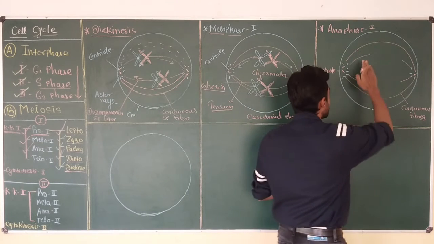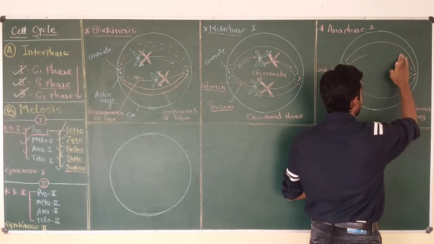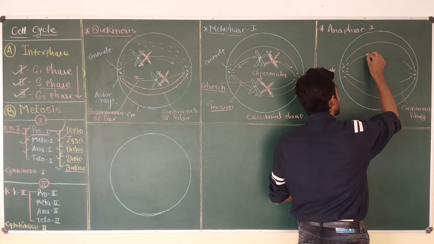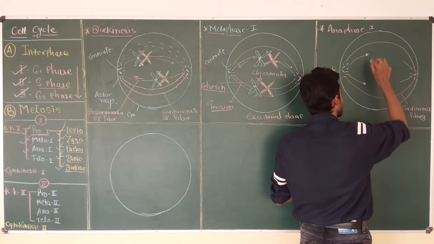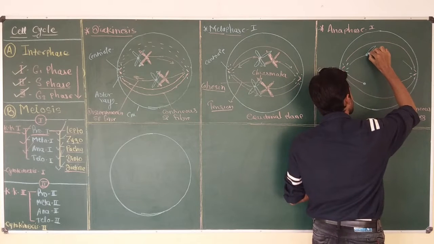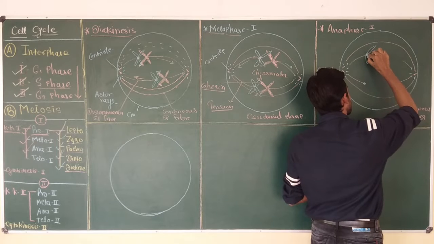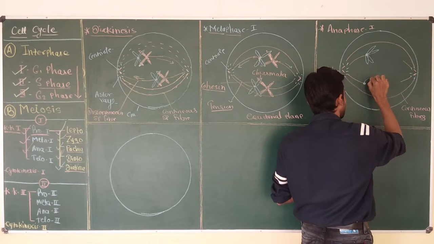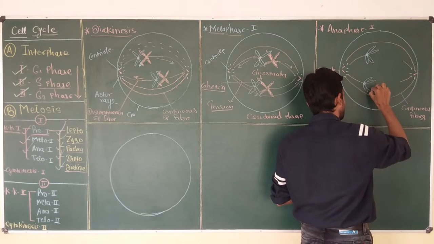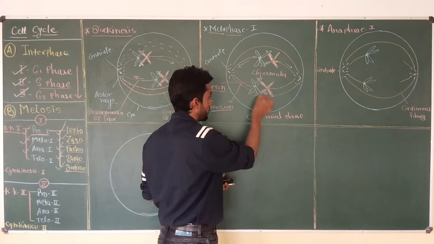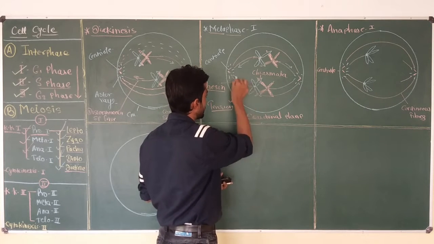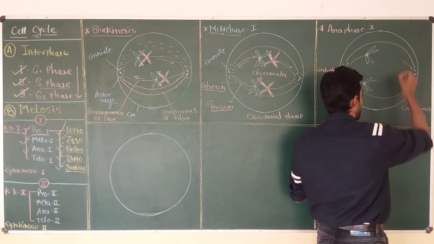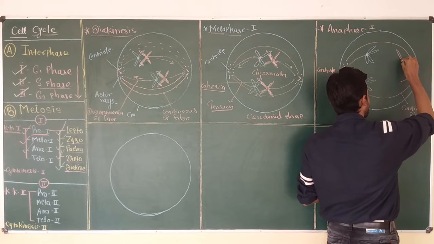So here you can see the fiber gets contracted, and this is the centromere with kinetochore. Now this will pull one chromosome of the pair towards this pole. Similarly, the spindle fiber of this pair will pull one chromosome towards one centriole. Okay, and the same case with the second pole.